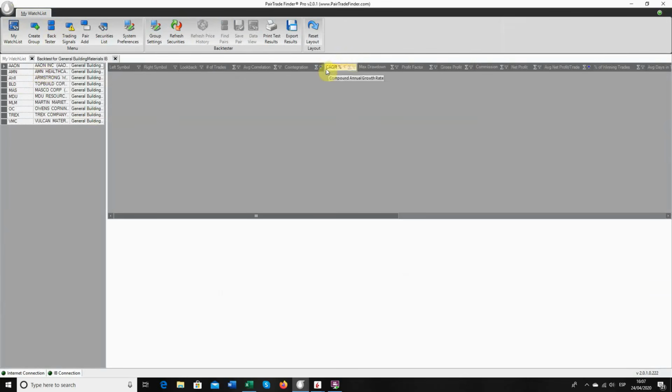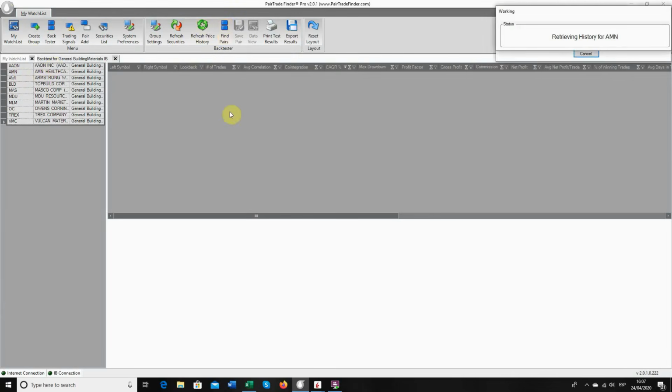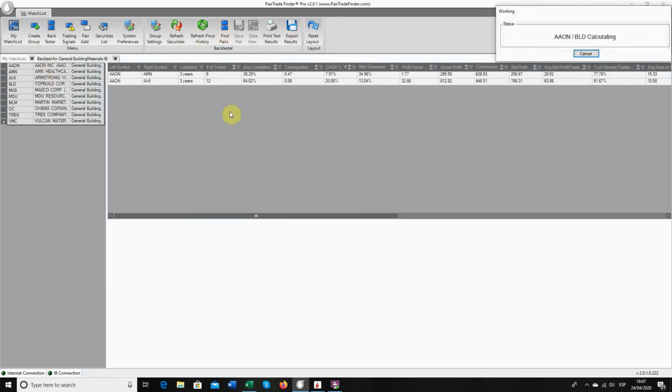And right now there's a couple of filters set in the backtest screen. I'm going to take those off, and I'm going to show you how to set those so you'll see how that works. So right now there are no filters set in the backtest, and we're going to backtest all of these symbols against each other. So we highlight those, we hold down shift and highlight all of them. We hit find pairs. So now what PairTrade Finder Pro does, it's pulling all the data into the backtester from the database, and it's running a backtest on every single one of these combinations.